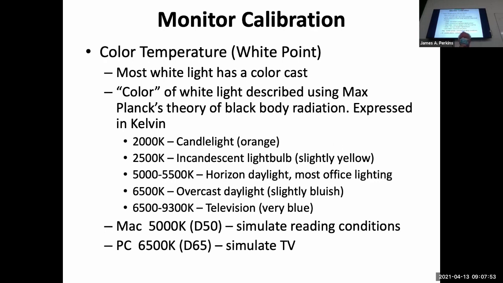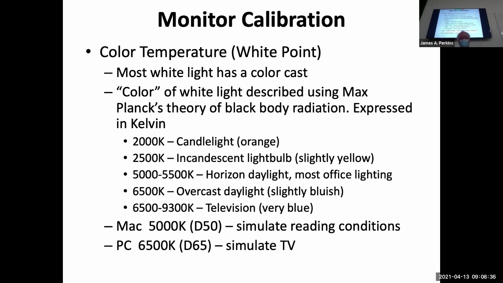So the different operating systems also historically, in the past anyway, used different color temperatures. Once again, because the Mac was designed from the very beginning to be a desktop publishing computer, they decided to choose a color temperature of 5,000 K, also sometimes referred to as D50, which is designed to simulate the appearance of reading a book under normal office lighting conditions. So the appearance of white on the Mac was meant to look like reading a book on a piece of white paper under normal office lighting conditions.